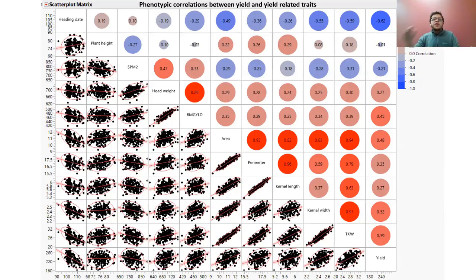If you look at the left side of the table, we can see the scatter plots, and in the seed area, the red color, we can see many linear models.